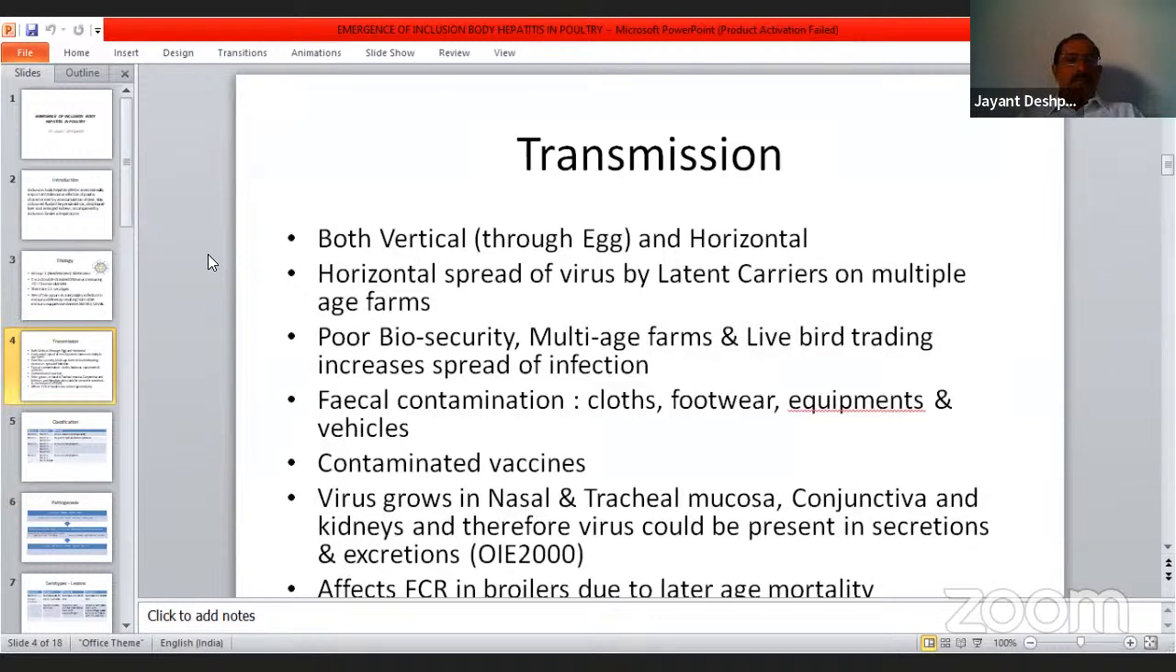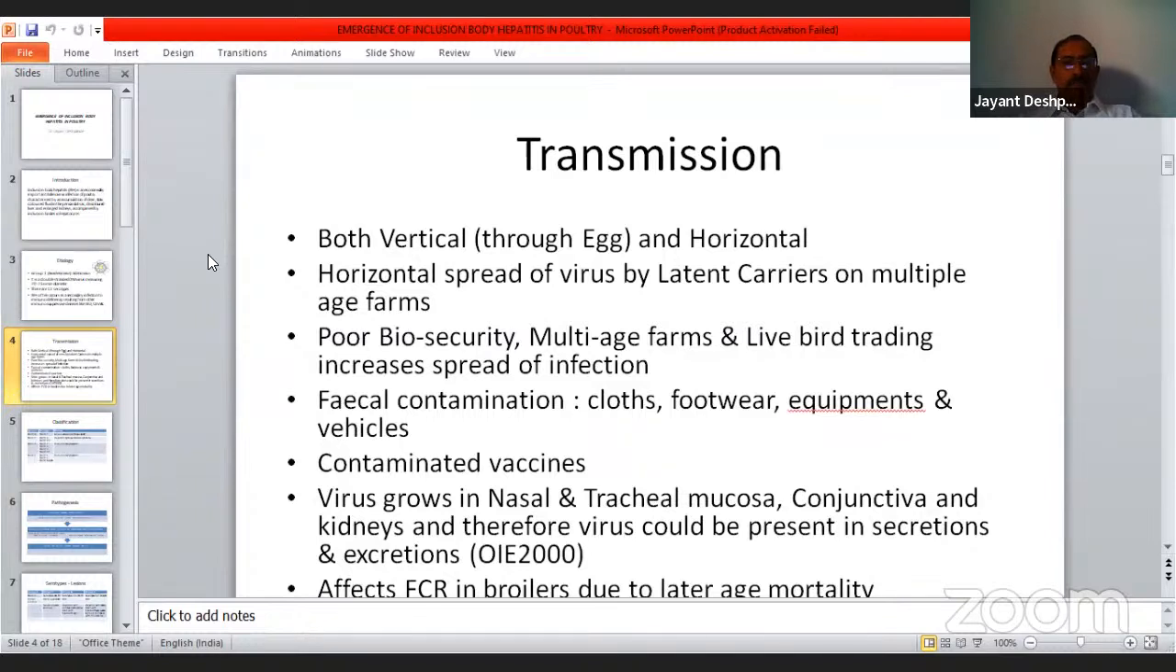Then another thing is fecal contamination, that is mechanical contamination through clothes, footwear, equipment, people movement, and vehicles. Then sometimes contaminated vaccines, which is very common; in the past we have come across many contaminations of the vaccines. This virus grows in nasal and tracheal mucosa, conjunctiva, and kidney. That means it has affinity to many organs. It is not limited to one organ.